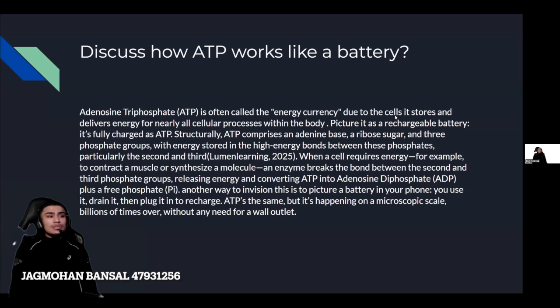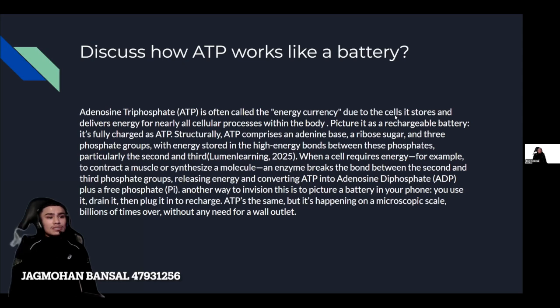When it's fully charged as ATP, structurally, ATP comprises an adenine base, a ribose sugar, and three phosphate groups, with energy stored in the high energy bonds between these phosphates, particularly between the second and third. When a cell requires energy, for example, to contract a muscle or synthesize a molecule, an enzyme breaks the bond between the second and third phosphate groups, releasing energy and converting ATP into adenosine diphosphate, plus a free phosphate.